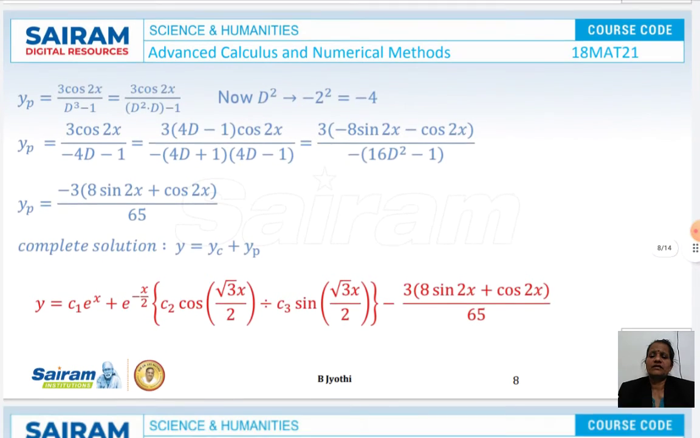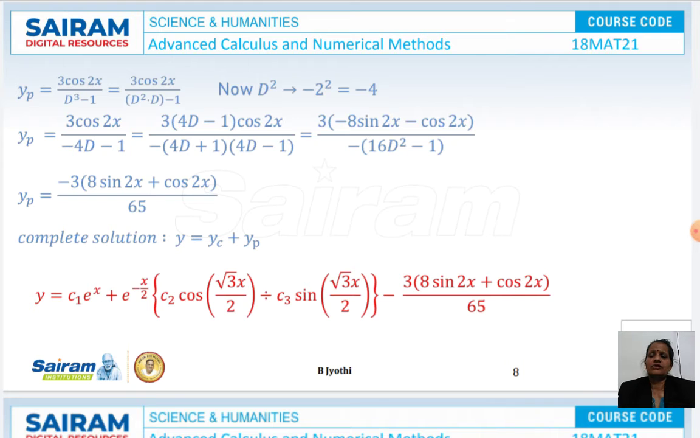Now coming to the yp part, 3 cos 2x divided by D cube minus 1. This D cube is split as D square and D, where D square is replaced with minus 4. The denominator will be minus of 4D minus 1. So we need to multiply by its conjugate, that is 4D minus 1 and 4D minus 1. On simplification, we get in the denominator 16D square minus 1, and this on simplification gives 65 in the denominator. The complete solution is given by yc plus yp.